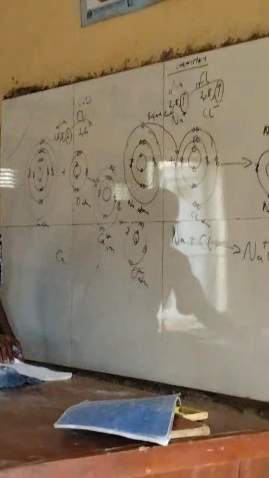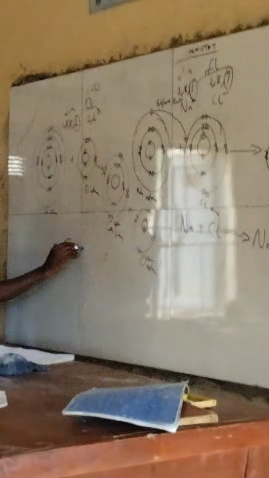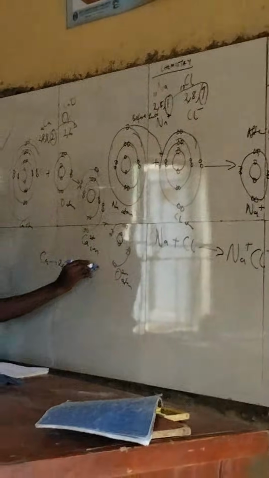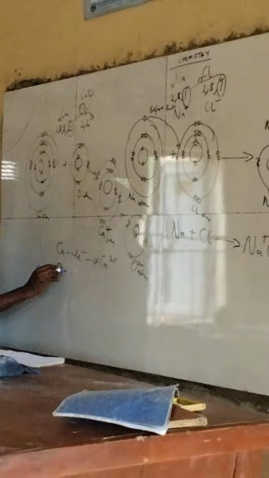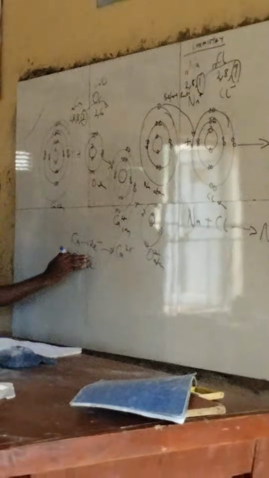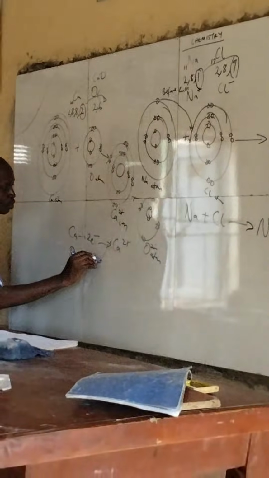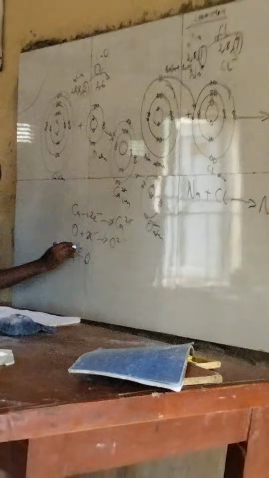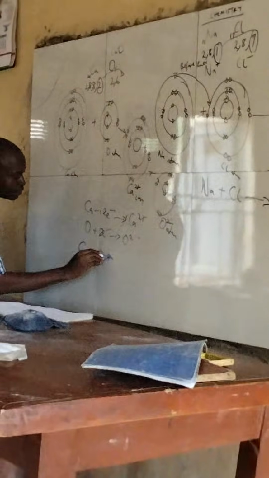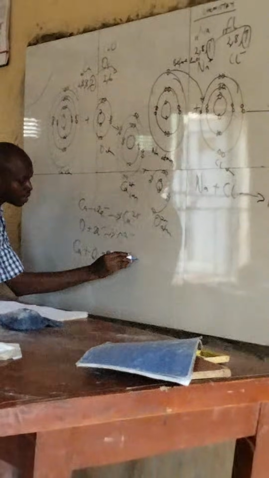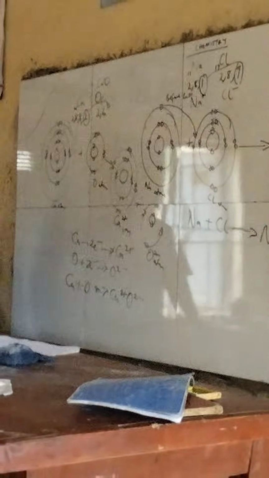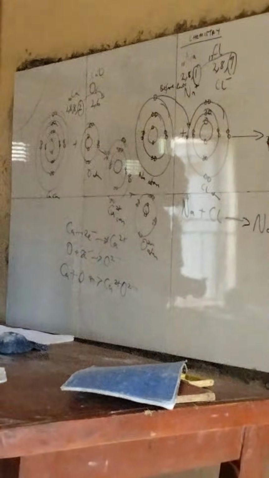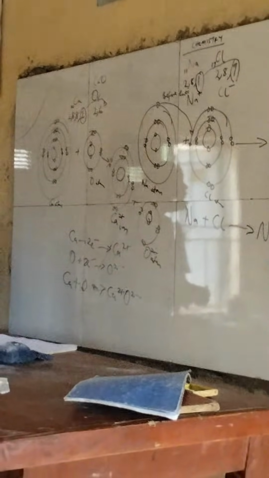Ca loses 2 electrons to give you calcium 2+, while oxygen plus 2 electrons gives O2-. So Ca plus O will give us Ca2+ and O2-. This too is an example of electrovalent bonding. Do you now understand?